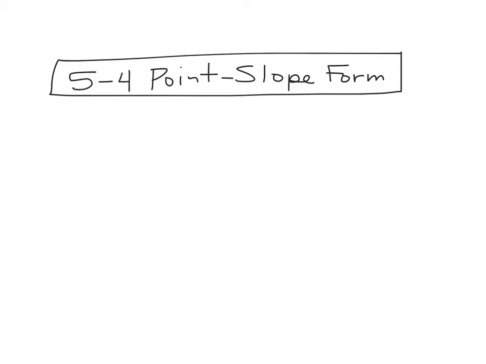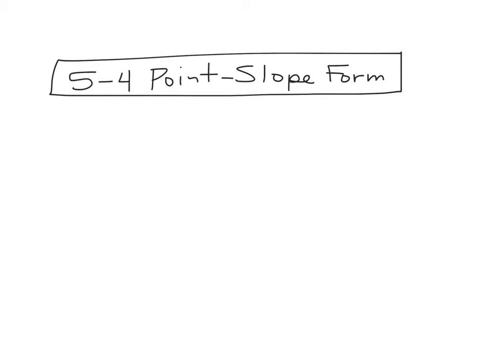Point slope form. So far we've done slope intercept form. And now we're going to move into a different equation of a line because you have different information from it. Okay, so slope intercept form, you have a slope and what? A y-intercept, right? So that's slope intercept form. This is point slope form.